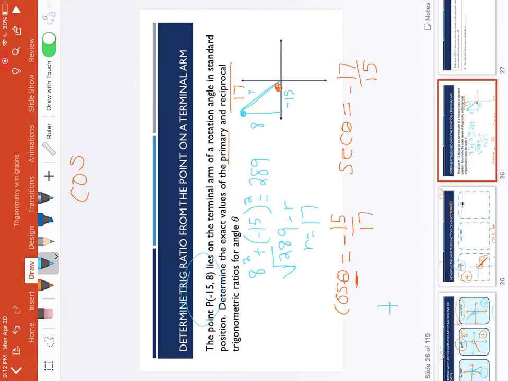Let's do tan next. So tan is opposite over adjacent, so it would be 8 over -15. So the reciprocal function, and again, this is on that first slide that we looked at, the reciprocal of tan is cotan. So that means cotan theta would be the reciprocal of 8 over -15, which is -15 over 8.